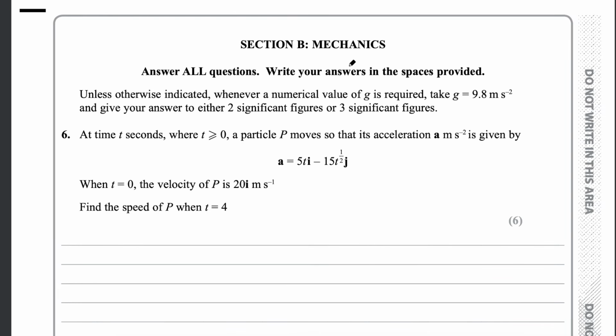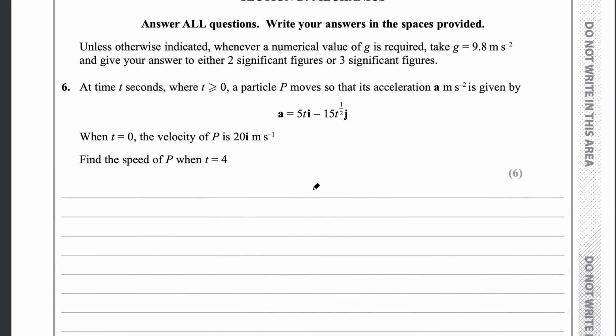Okay, we're on to section B now. We've left the statistics behind and we're on to mechanics. And before we get started, it gives us this note: unless otherwise indicated, whenever a numerical value of g is required, take g equal to 9.8 meters per second squared and give your answer to either 2 significant figures or 3 significant figures. Alright, so that might come in useful.